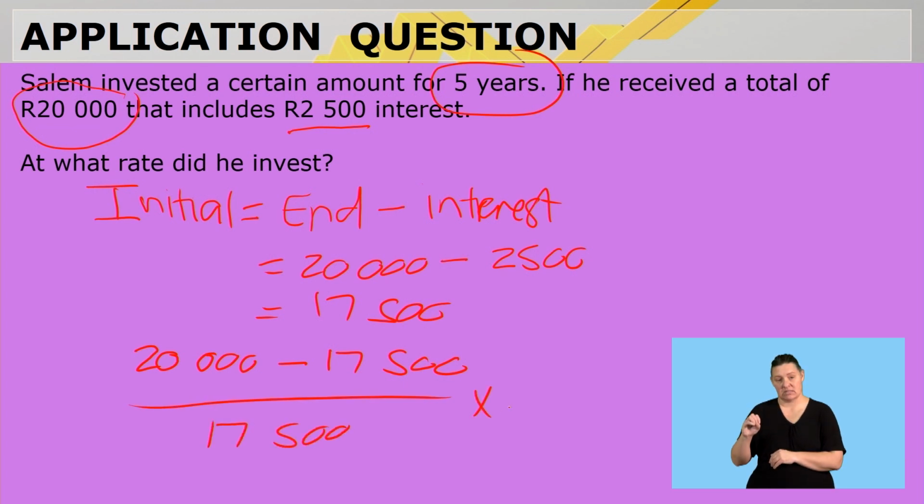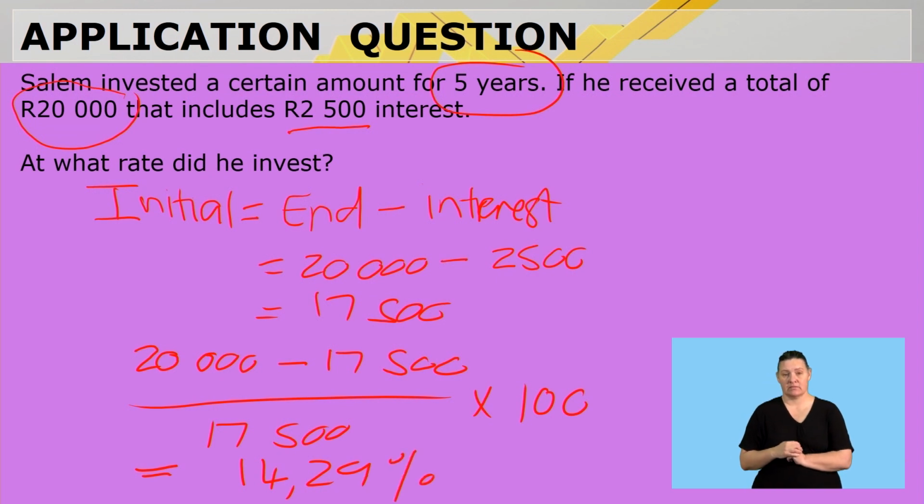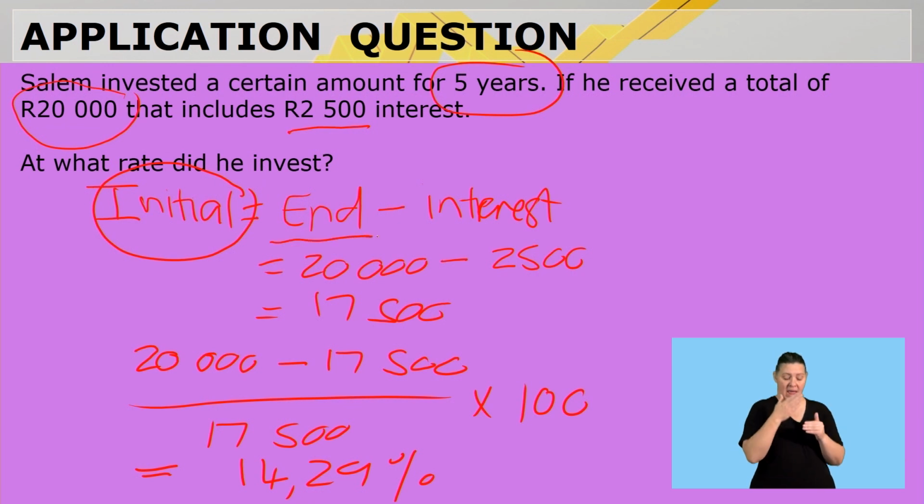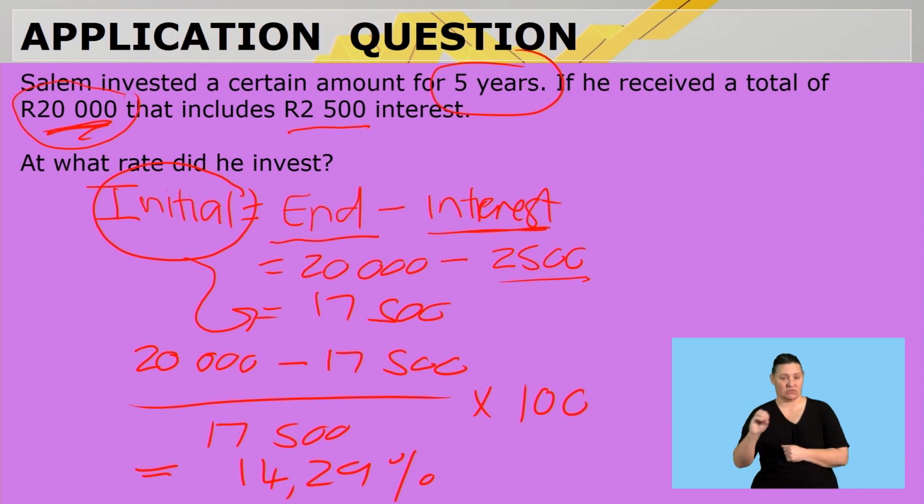17,500 times 100. And then our answer is 14.29%. So, sorry about that. Let's look at what we've done. First, we had to calculate our initial value by saying our end value, the 20,000, minus our interest, the 2,500. So our initial value is 17,500.